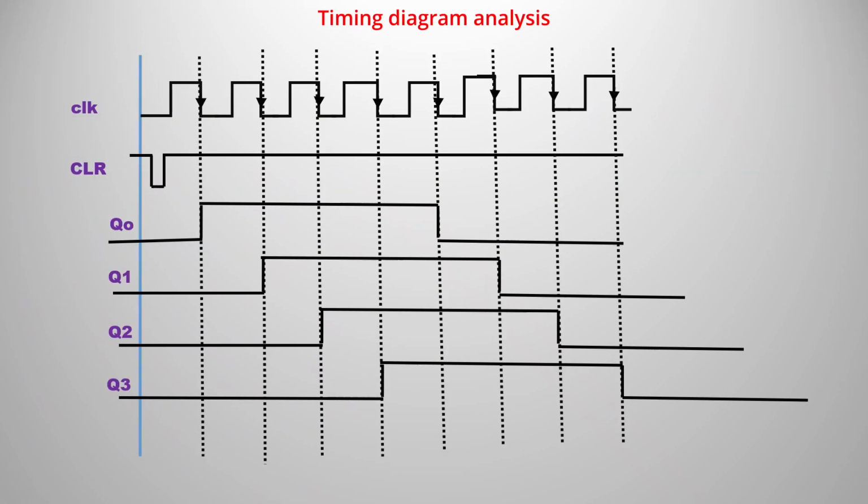This is the timing diagram analysis for the Johnson counter. As you see, there are a total of 8 clock pulses, and the clear input goes down just once, and otherwise remains high. Q0 is raised, Q1 is raised after a level, Q2 corresponds to the next clock, and Q3 to the next clock, like that. With the timing diagram analysis we can also verify our results.